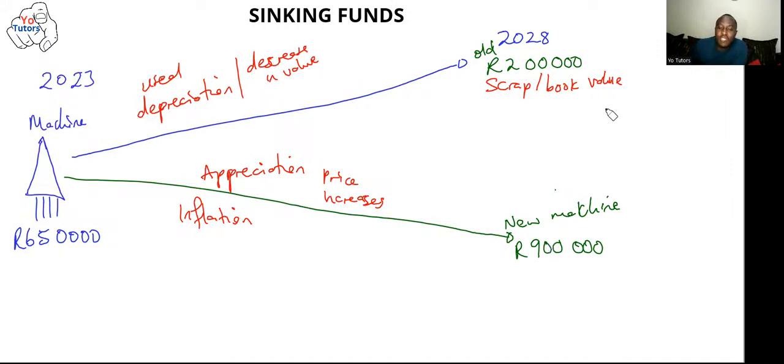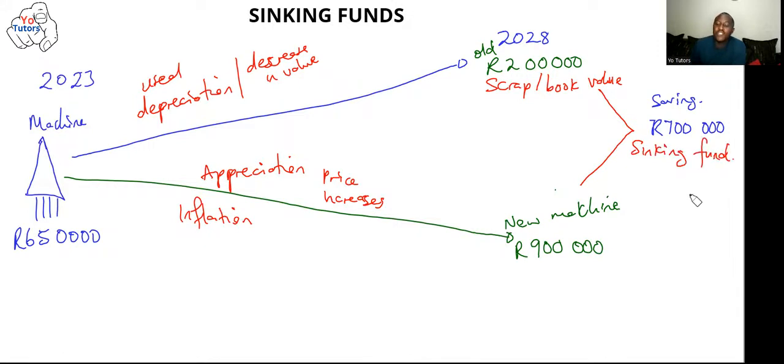If you subtract the two values, 900,000 minus 200,000, what are you going to get? You're going to get 700,000. So this needs to be saved. These are the savings that need to be done, and that's what we call a sinking fund. It's the amount of money that needs to be saved so that it can be added to the scrap value to buy the new machine.